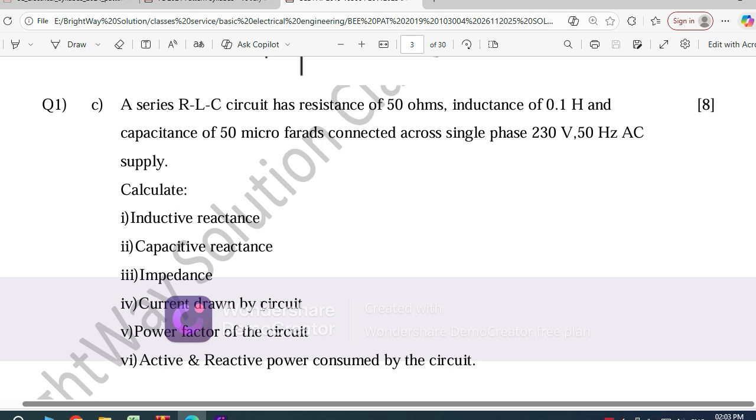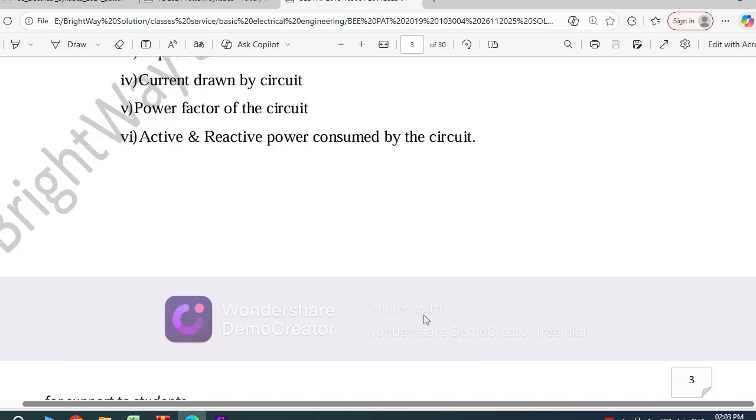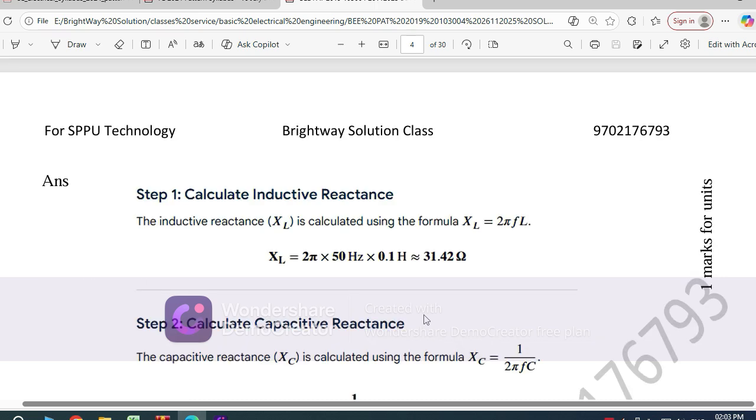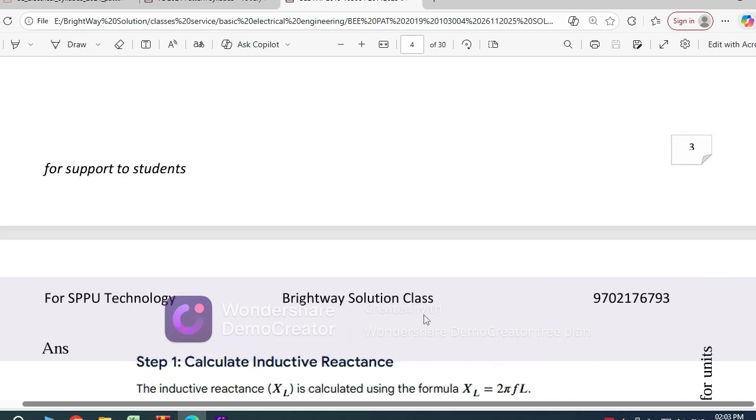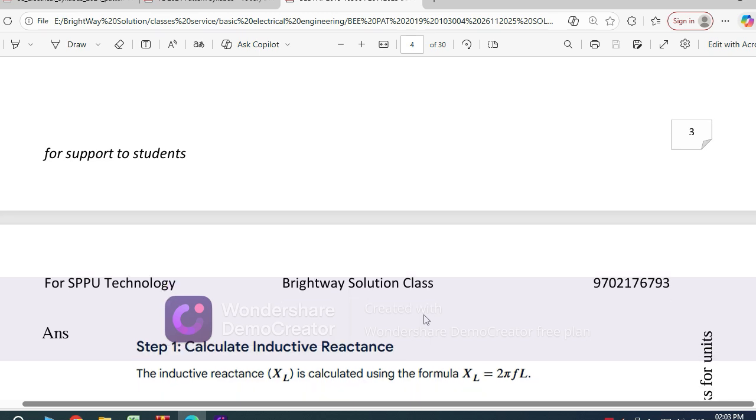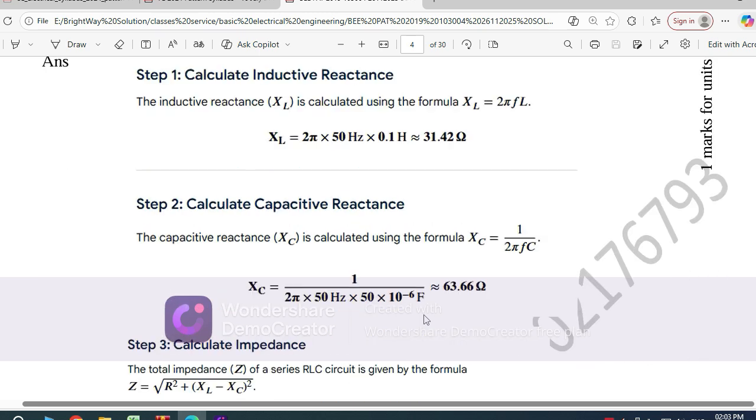The given values of the parameters. They want us to calculate inductive reactance, capacitive reactance, impedance, current drawn by the circuit, power factor of the circuit, and active and reactive power of the circuit. So first, go step by step. This question is for 8 marks. Okay, it is a 70 marks pattern.